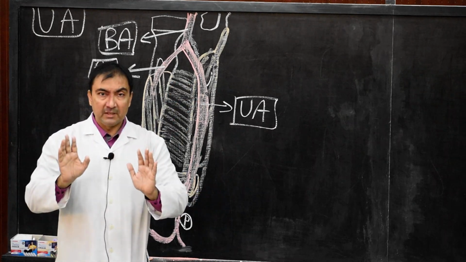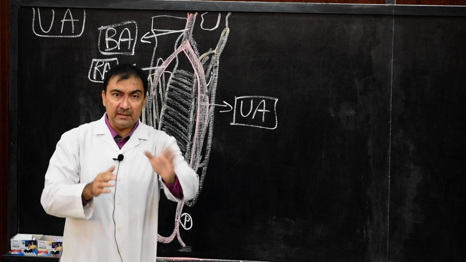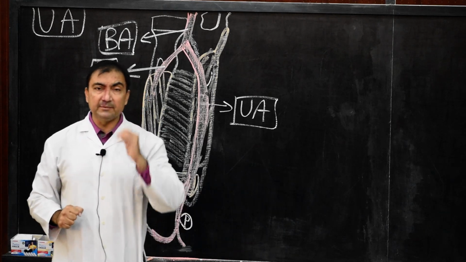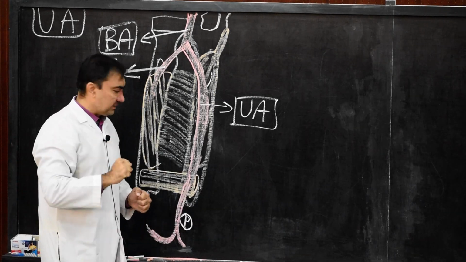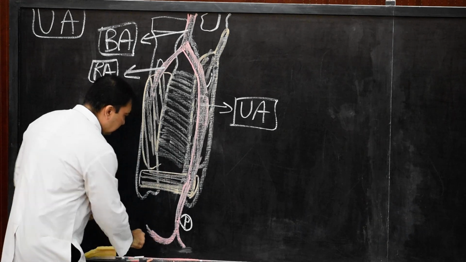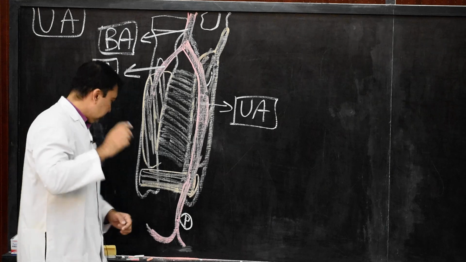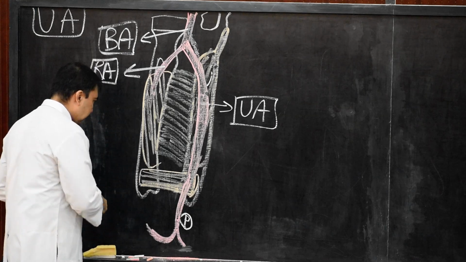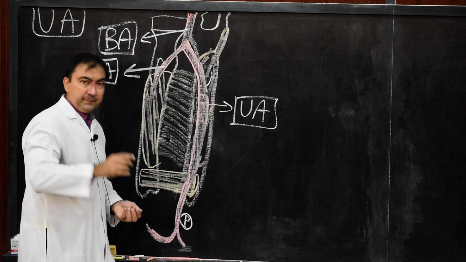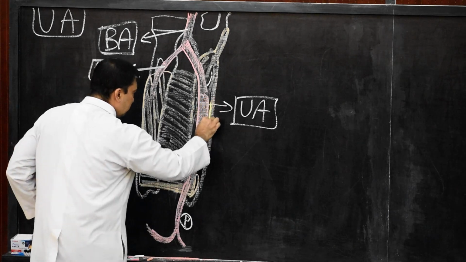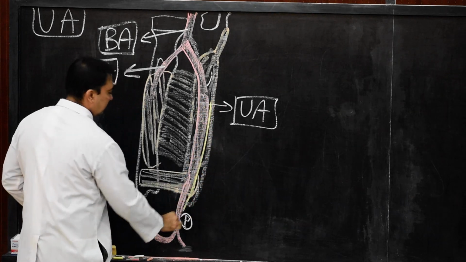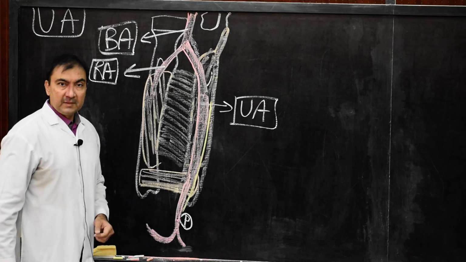Very simple. And now comes the most important medial and lateral relation of the ulnar artery, which is many times asked as MCQs or one mark questions. Here, please note down: medially, the ulnar artery is related with two structures. Number one, the first structure related medially will be a nerve, and that nerve will be the ulnar nerve. This is the ulnar nerve.